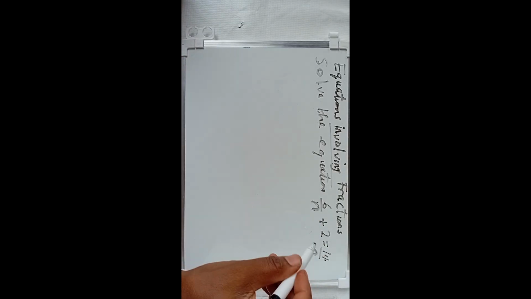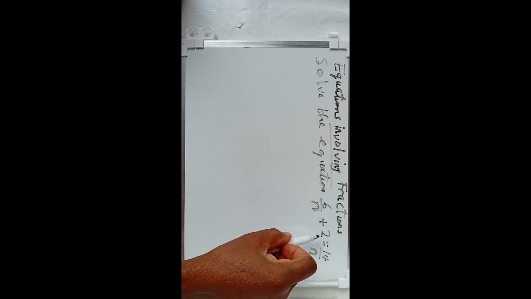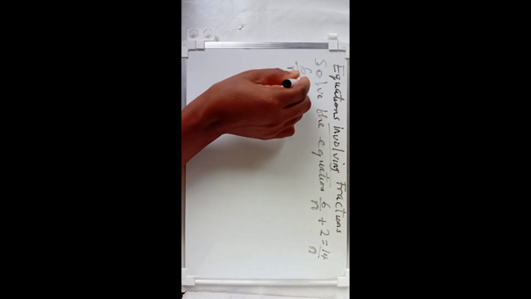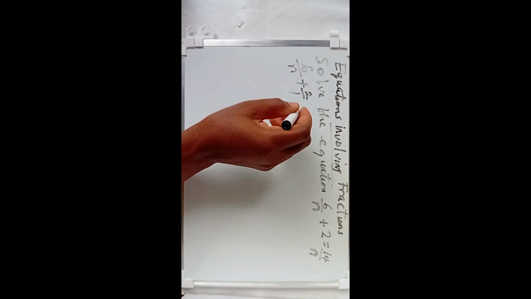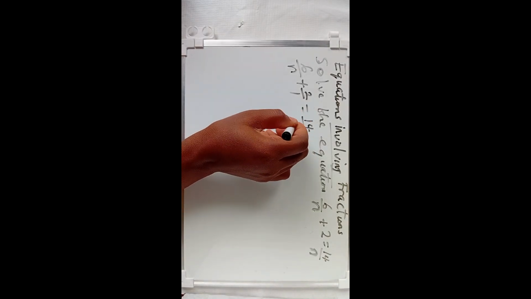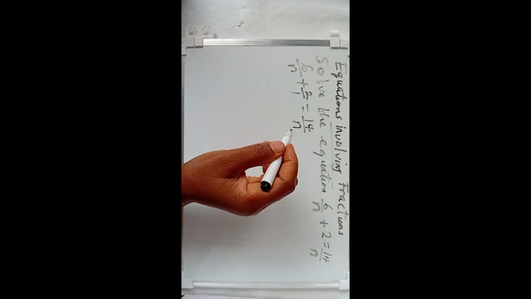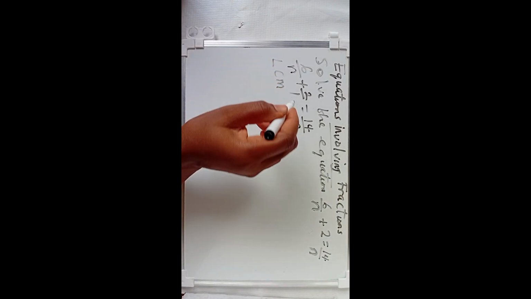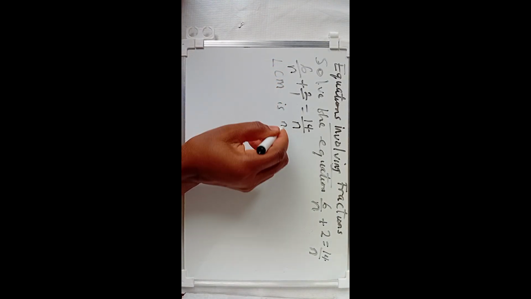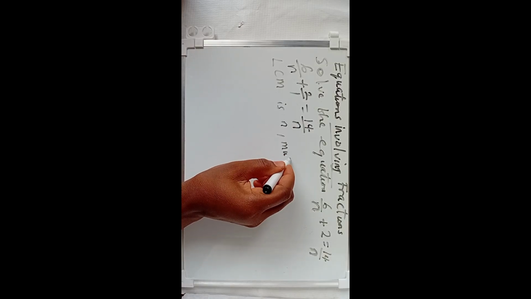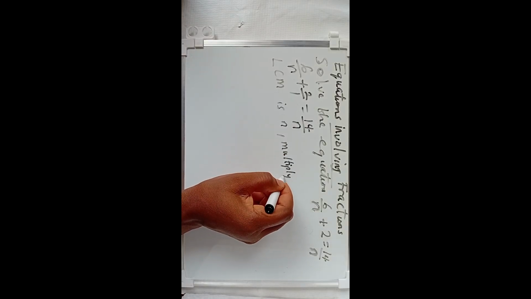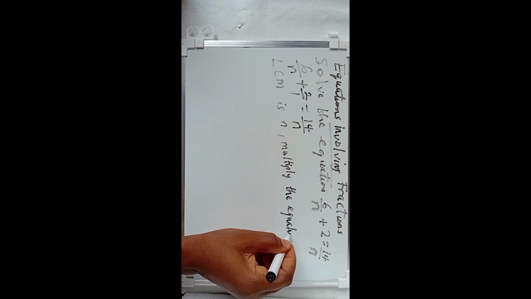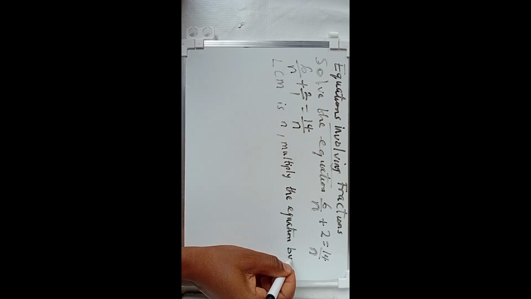The first thing to do is to express our 2 as a fraction. So we have 6 over n plus 2 over 1 equals 14 over n. The next thing is to find our LCM, and from here our LCM is n. Therefore, multiply the equation by n, all through.